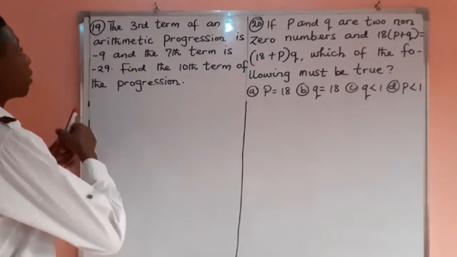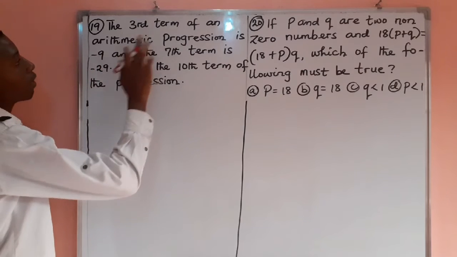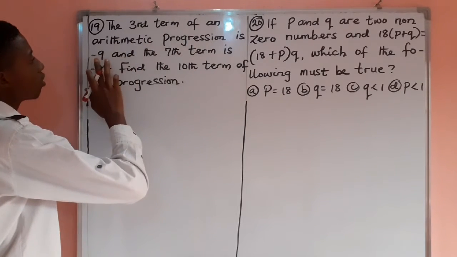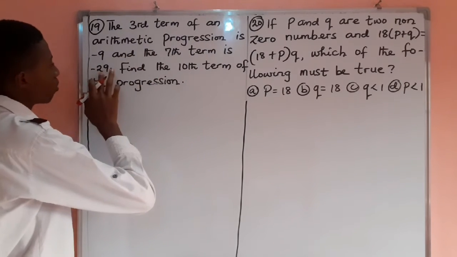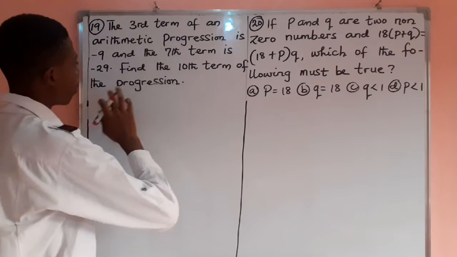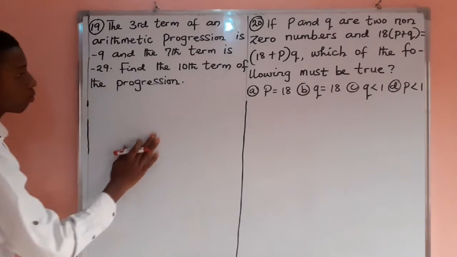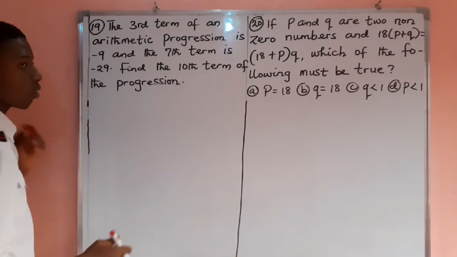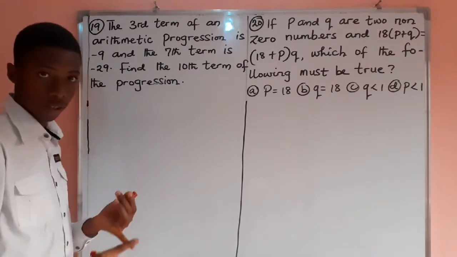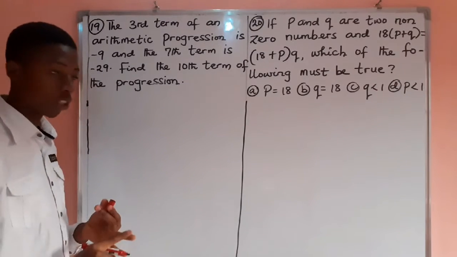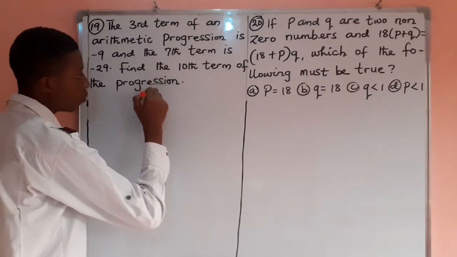Hello. So number 19, we have the third term of an arithmetic progression is minus 9, and the seventh term is minus 29. Find the third term of the progression. Now, knowing this question, we have to solve it simultaneously because our first term isn't given and our common difference isn't given.